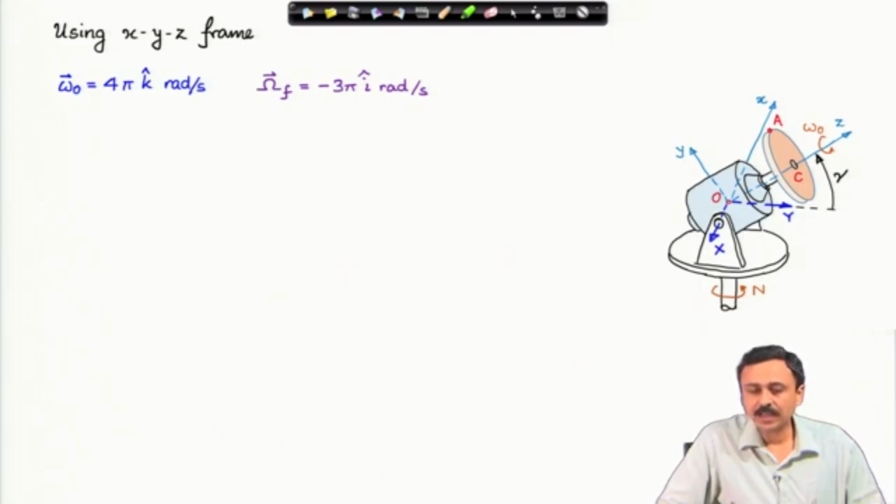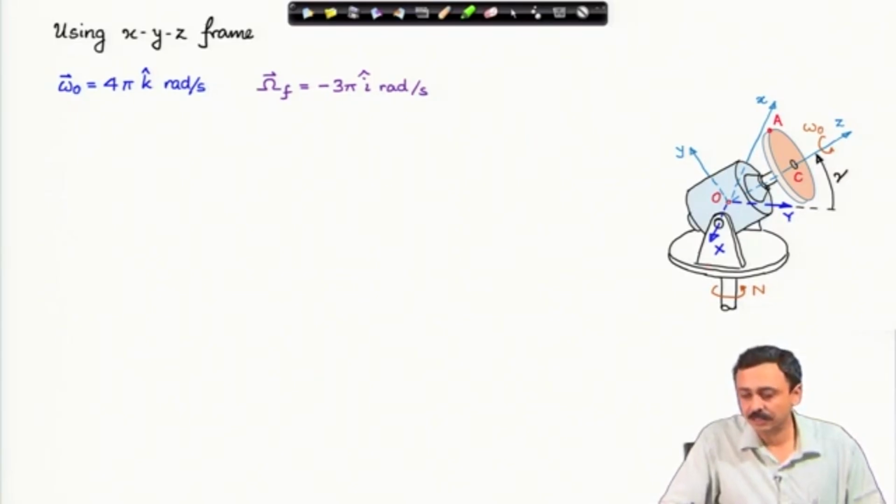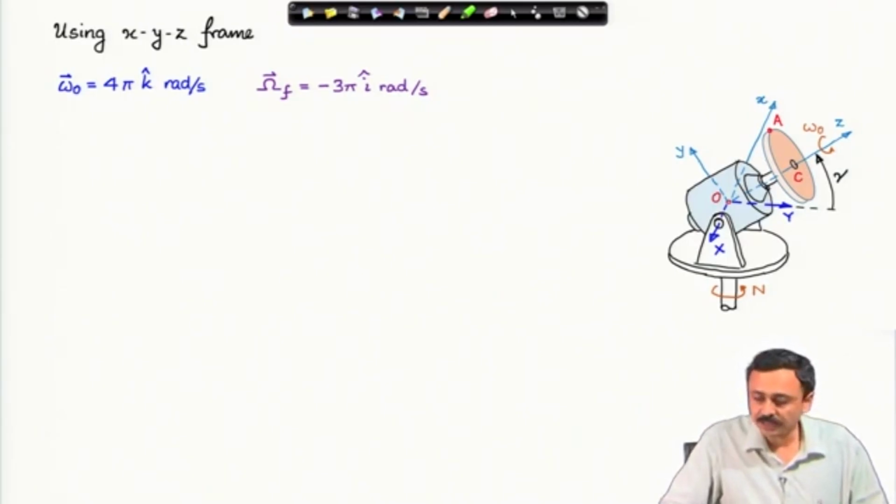We will use this XYZ coordinate frame. Z is the spin axis, the small x is also the capital X axis in the opposite sense, about which gamma is changing, and y completes the right handed coordinate system. In this XYZ frame, I am going to express all vectors. Omega naught is the spin speed, therefore omega naught vector is the spin angular velocity, which is 4 pi k cap radian per second.